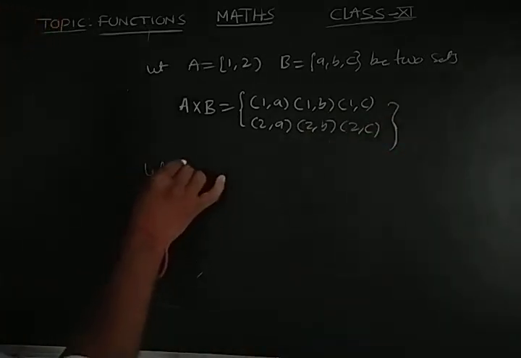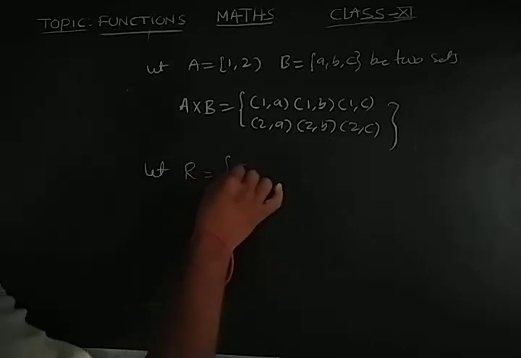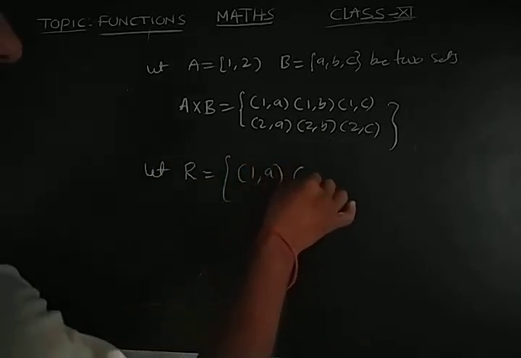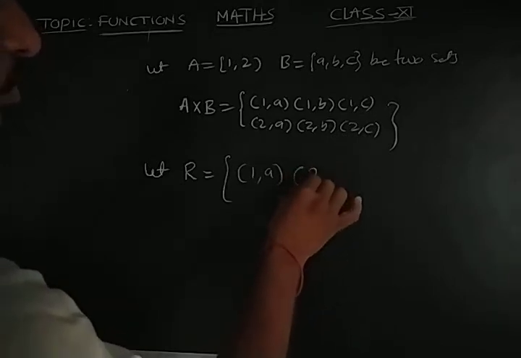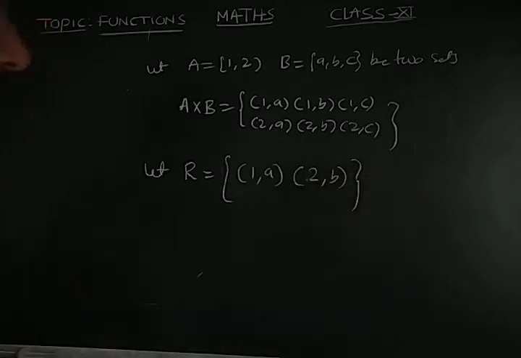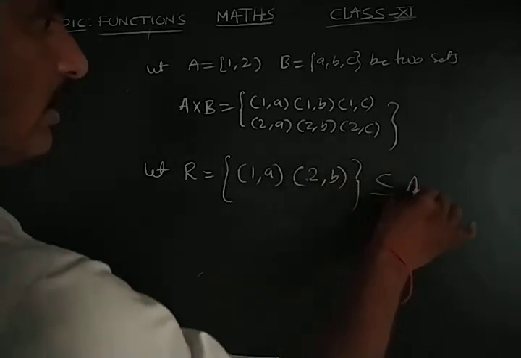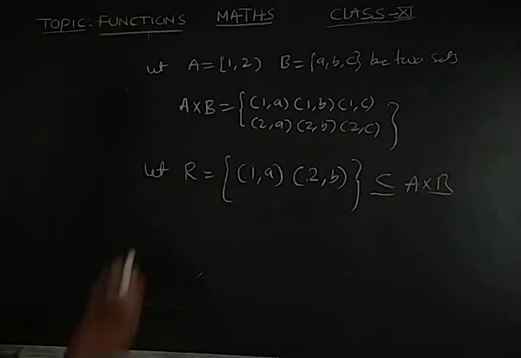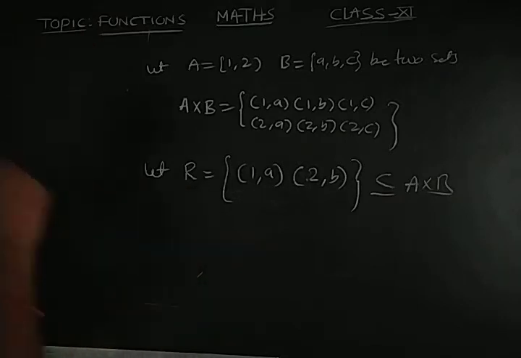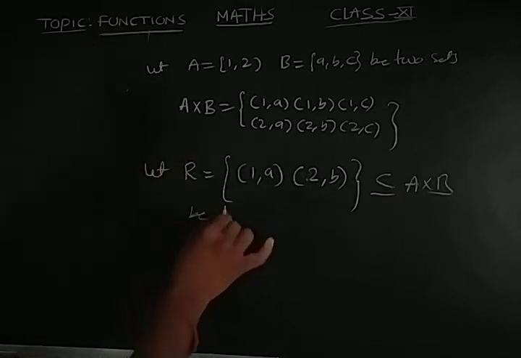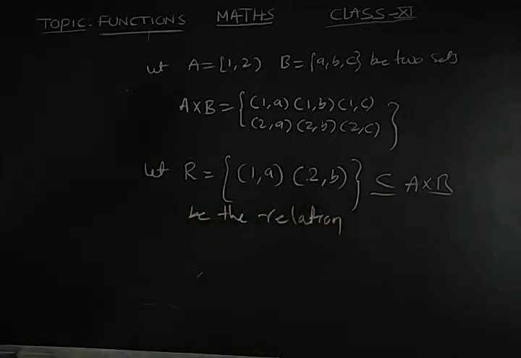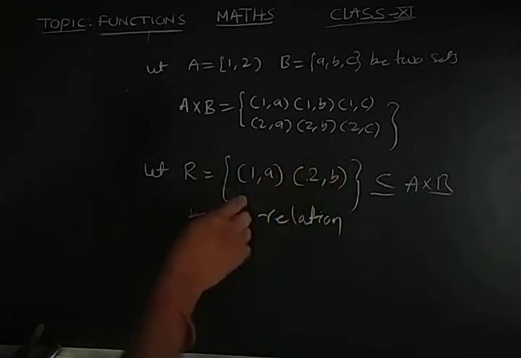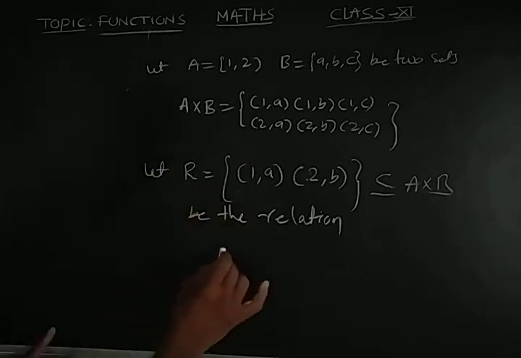I am taking one relation, let R equal to (1,a), (2,b). So this is a subset of A cross B. This is one relation. Now I am going to check whether this relation is a function or not.